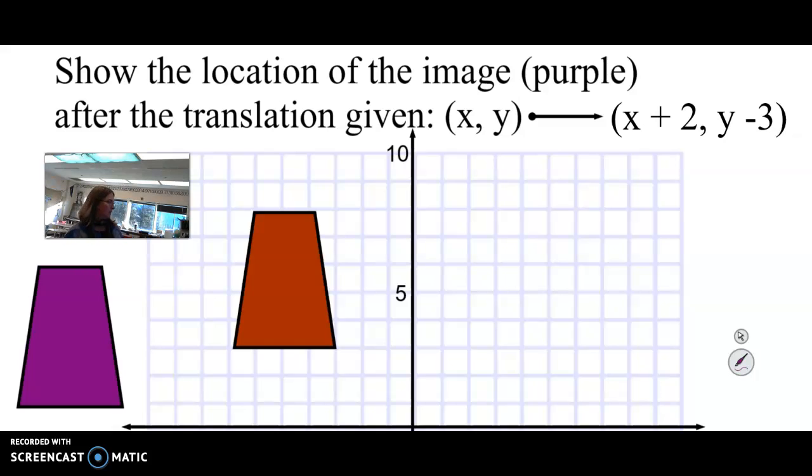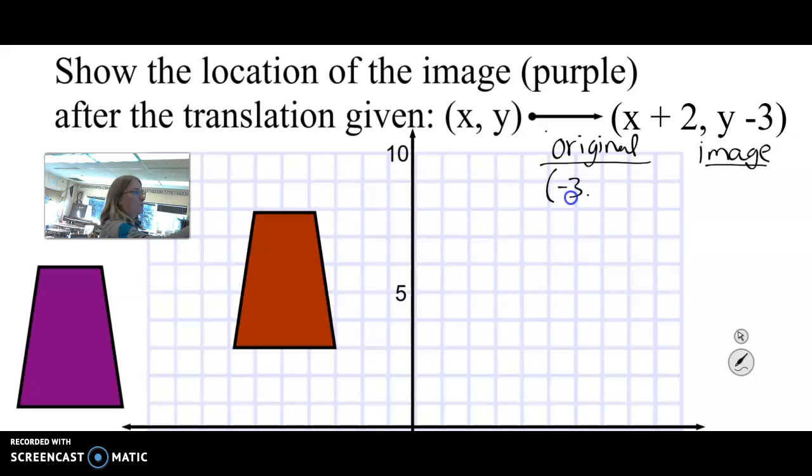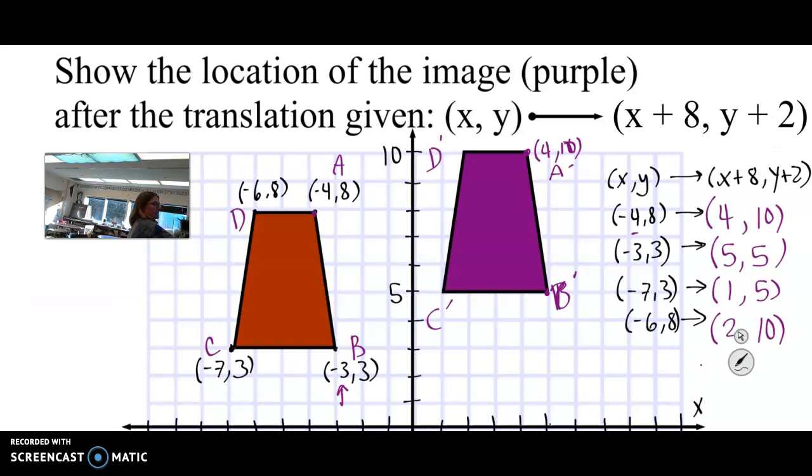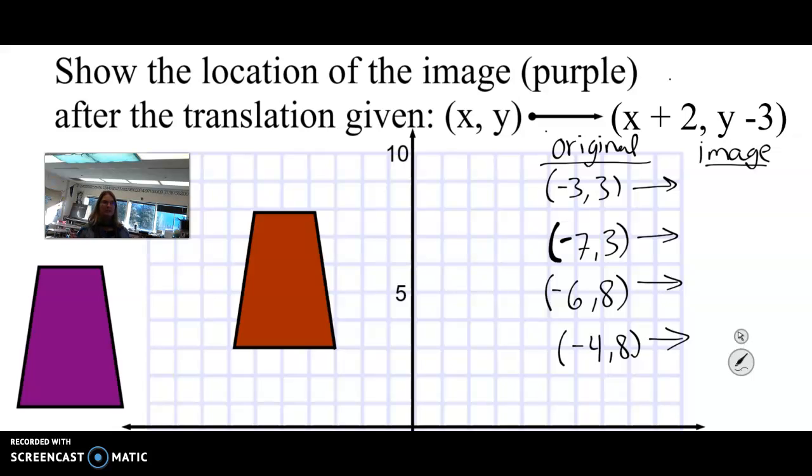Okay, so another translation here. Why don't you try to find the new coordinates. We have the same coordinates here as the previous figure: -3, 3, and -7, 3. Perform the transformation and then get your new image points and check it with me in a second here.